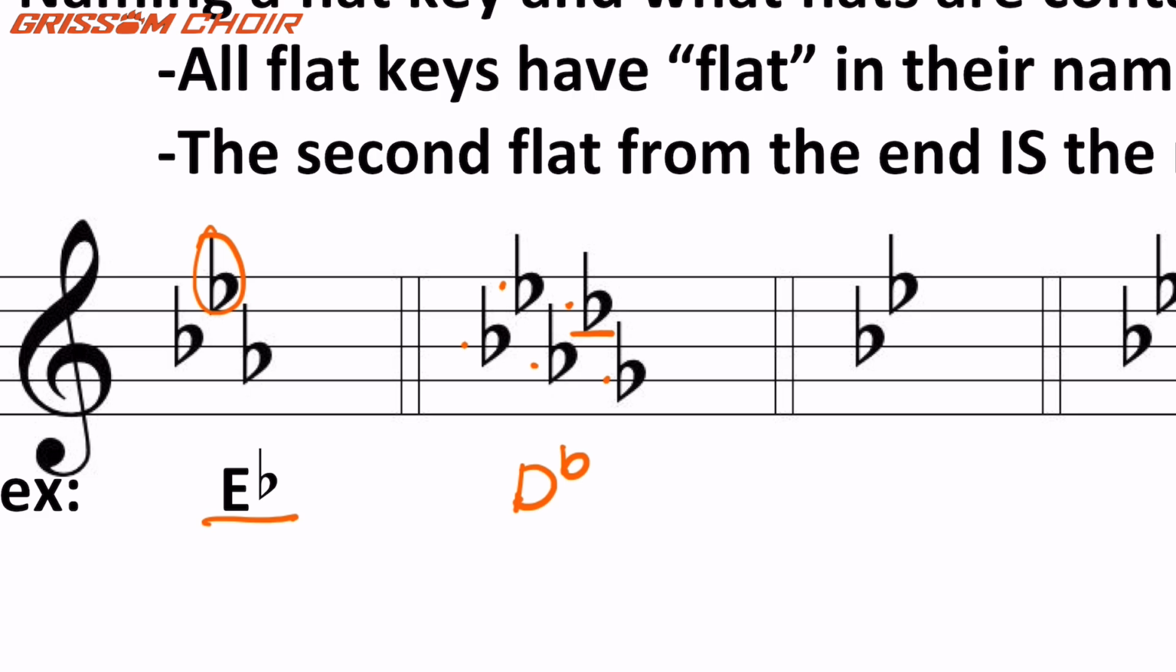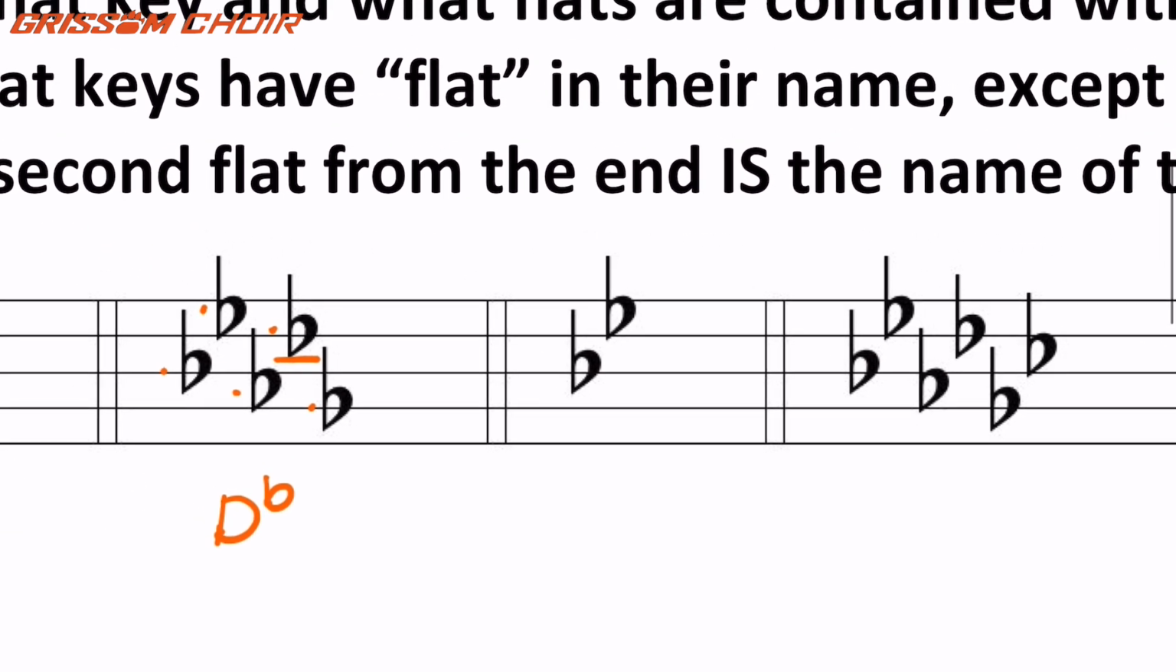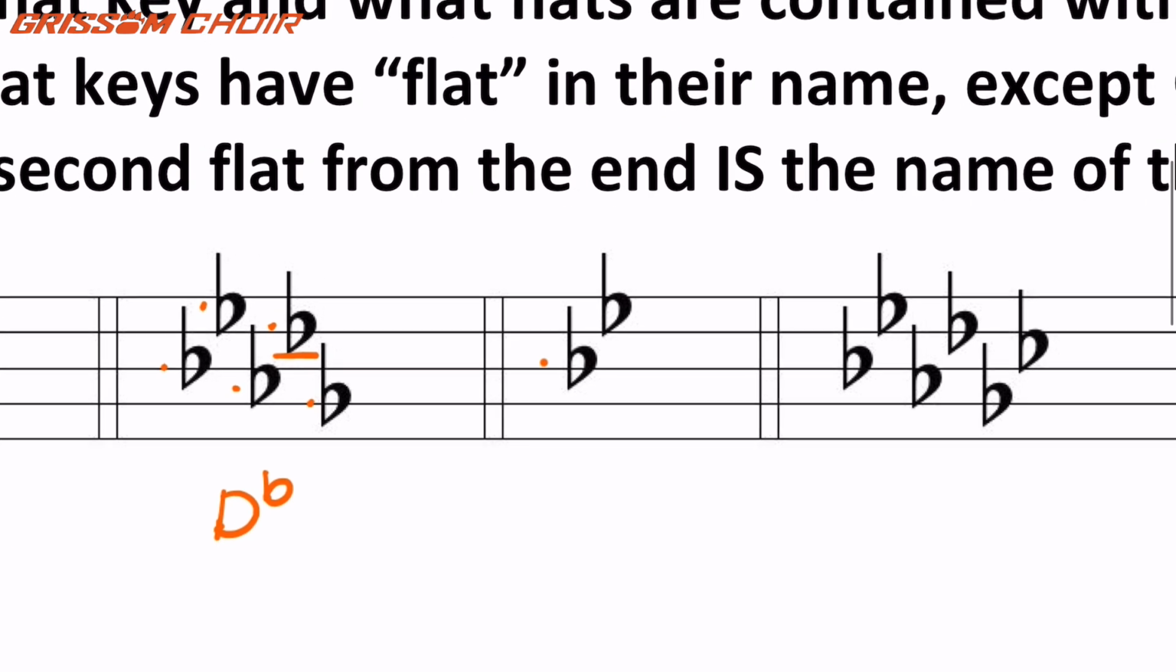We're going to do one more together. 2 flats in the key signature. Those 2 flats have to be B flat and E flat. We look at the next to last flat, which happens to be the first flat in this example. That means that we are in the key of B flat major.